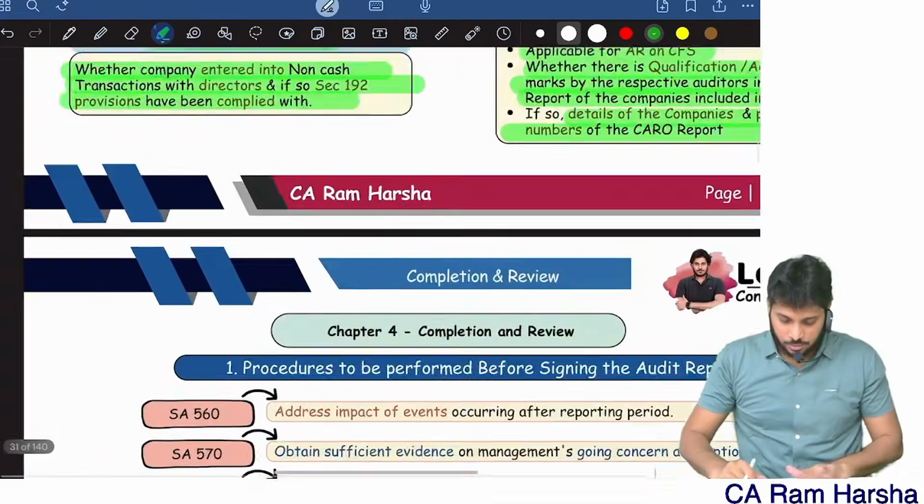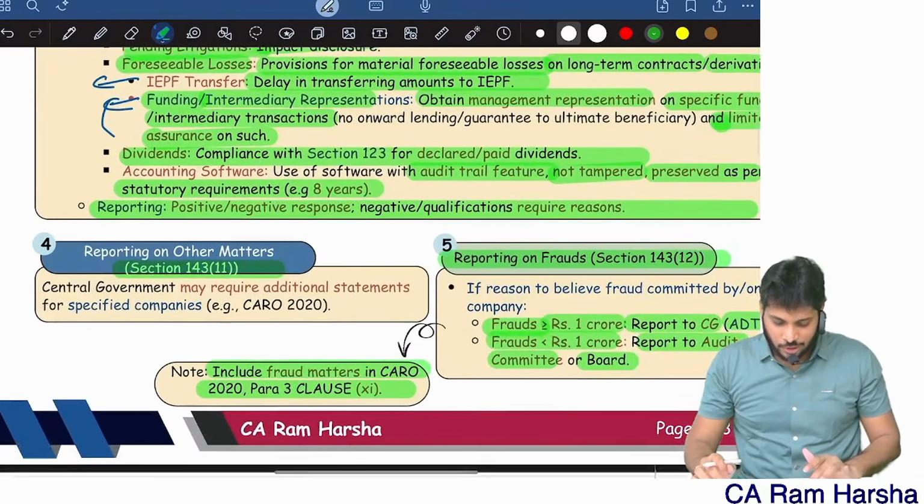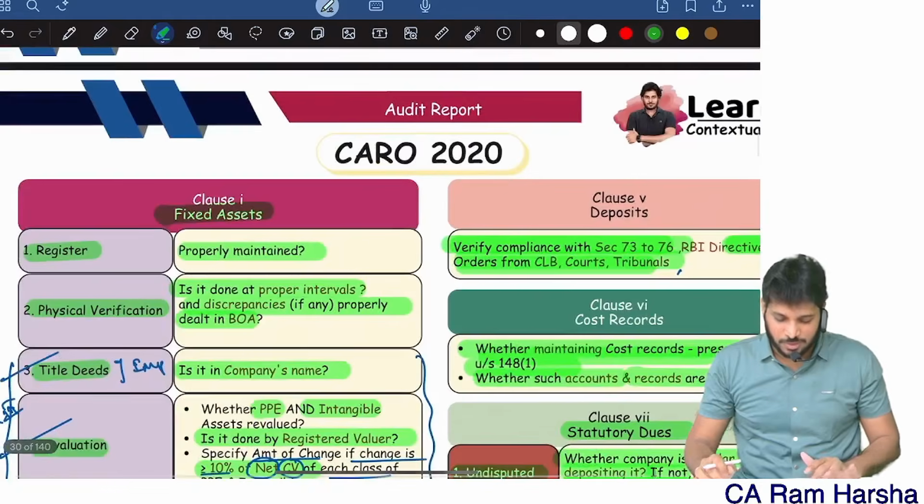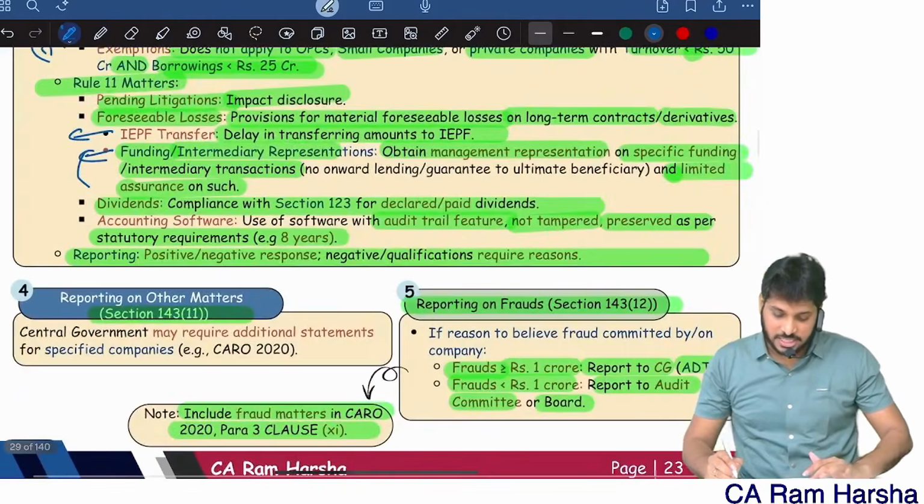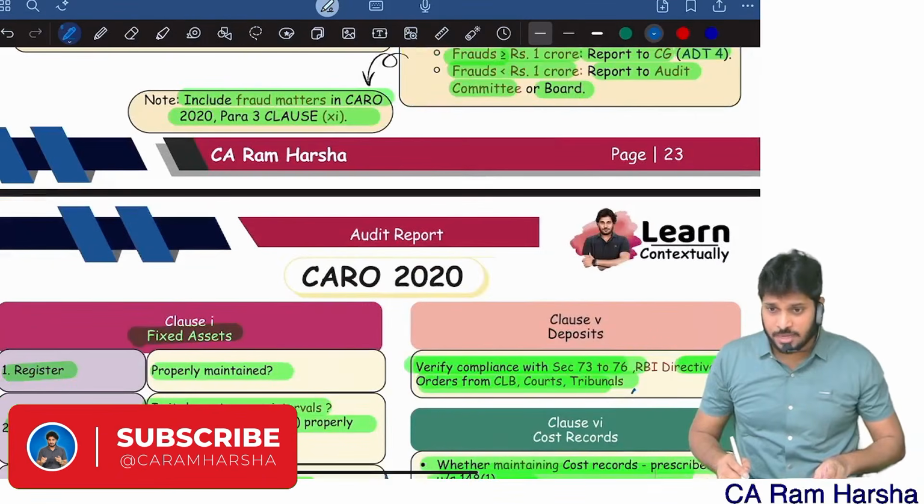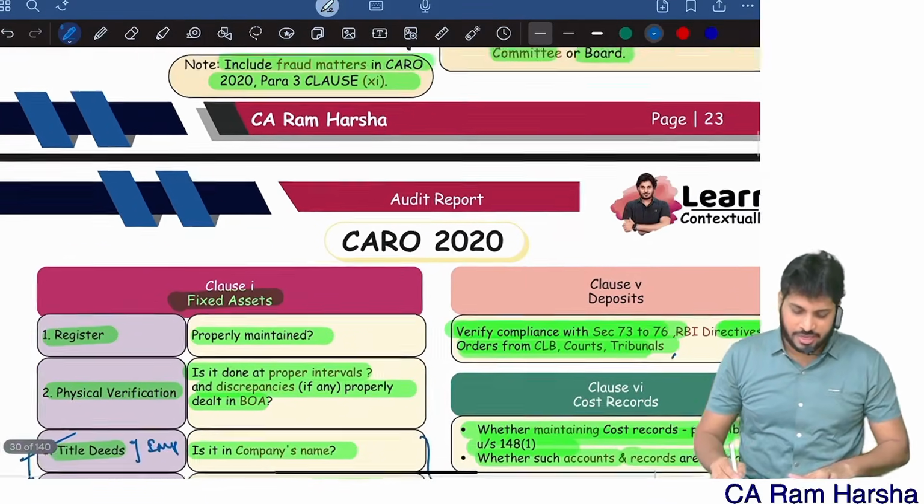That's it. Now, by the way, this Caro is applicable to what companies? I think here we have not mentioned applicability of Caro because it's not a big deal. Anyhow, I will tell my team to add this in the next edition. Caro applicability, only that point got missed, I think. Rest everything is included. What is applicability of Caro?